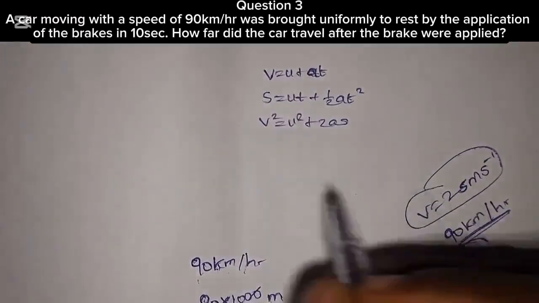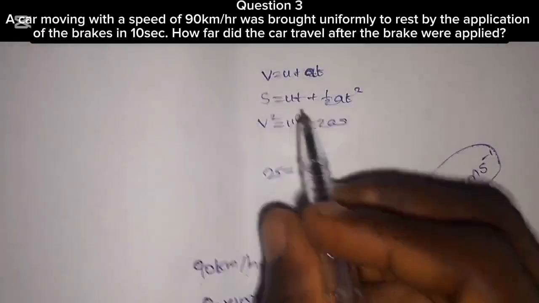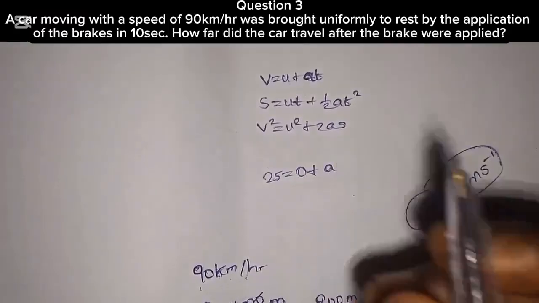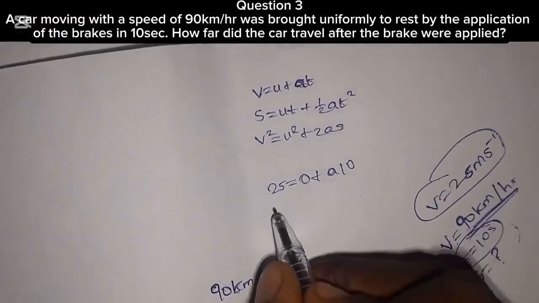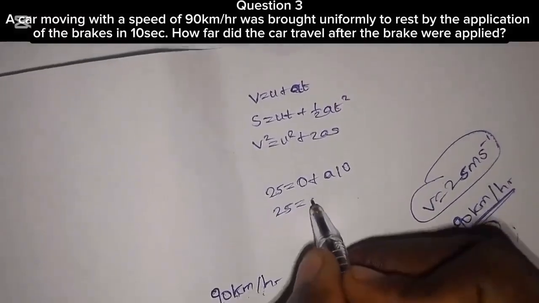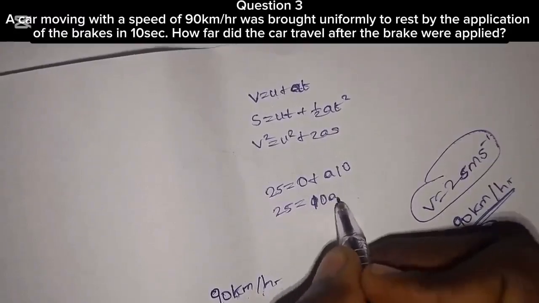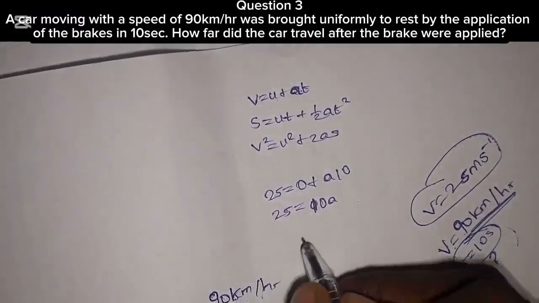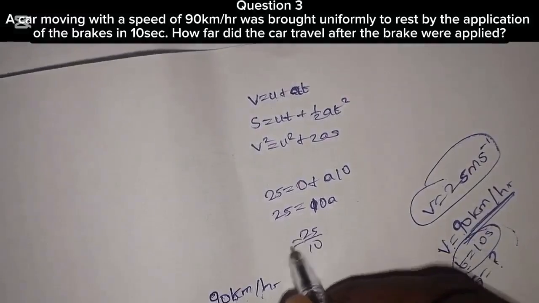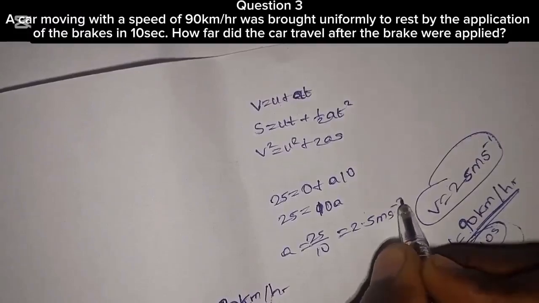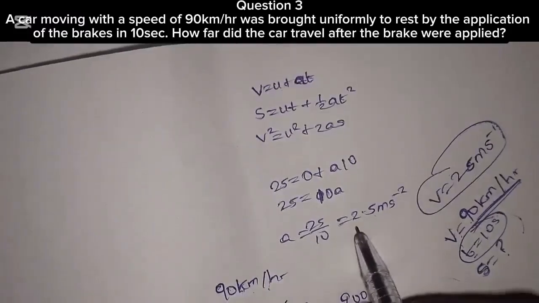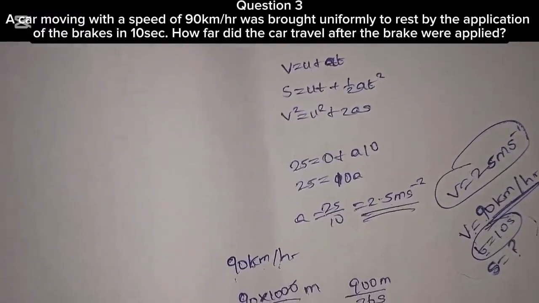So V is 25, U is 0, plus A, then T is 10. So therefore 25 equals 10A. Divide both sides by 10, so 25 divided by 10, A will be equal to 2.5 meters per second squared. So our acceleration is 2.5 meters per second squared.